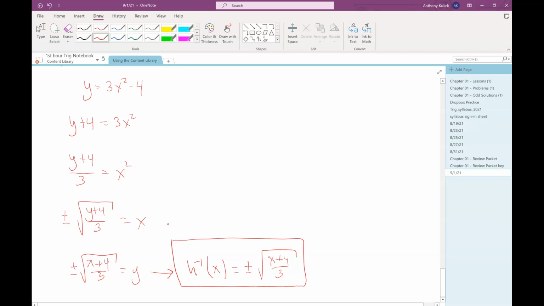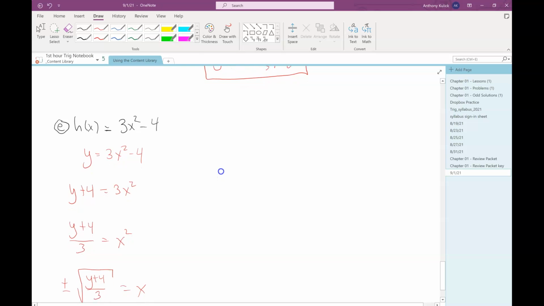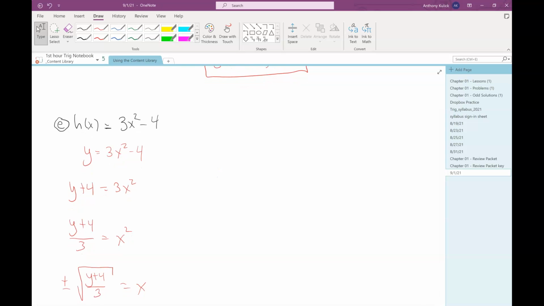You should be able to tell by just looking at it. No! Why not? What's going on with this one that would have been my dead giveaway? The plus or minus, very good. So what does that probably tell us about h of x? That it wasn't 1-to-1. And in fact, it would have been easy to say that, because what kind of a function is h of x?